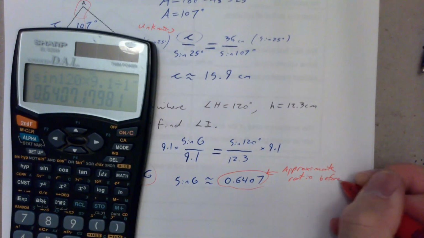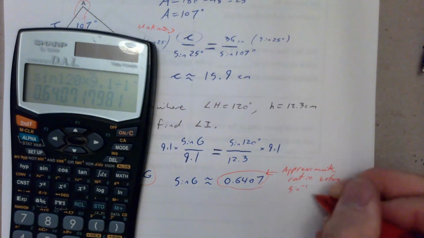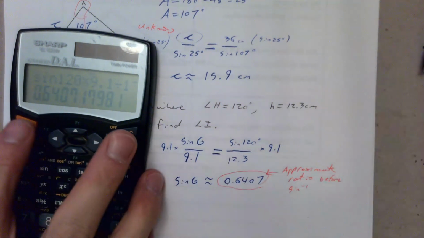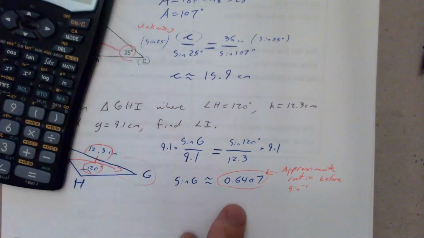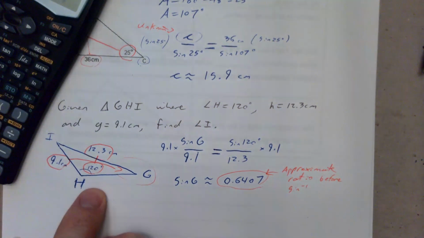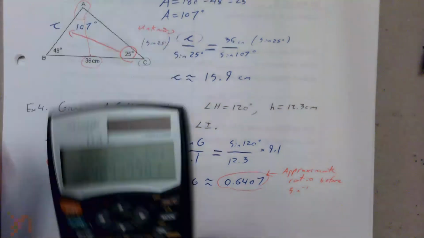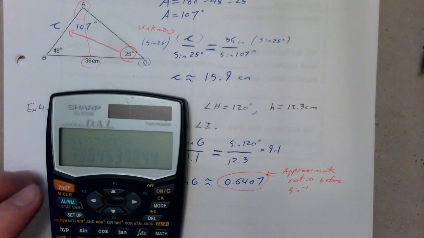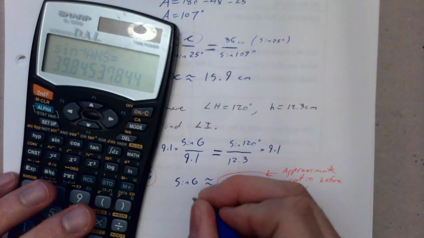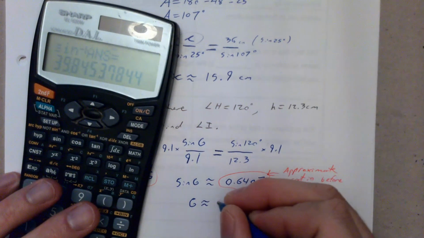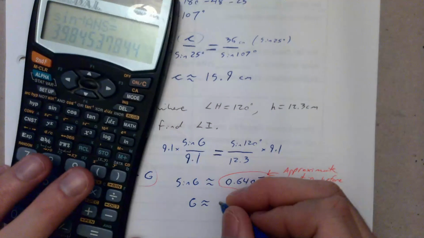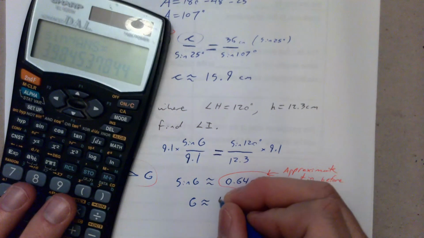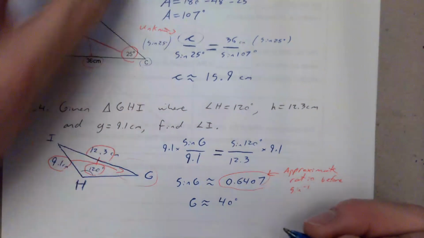The problem is there might be more than one solution to this equation, and seeing this ratio is going to help us spot that. There can't be in this case because of the obtuse angle, but we'll explain it later. Just trust me for now. Take the inverse sine of that, and we get G is going to be about, usually go to the nearest degree here, 40 degrees, I suppose, for G.